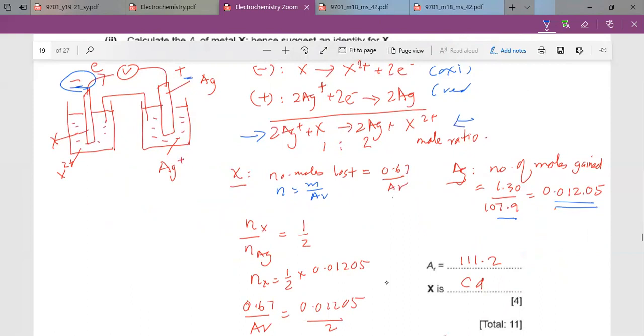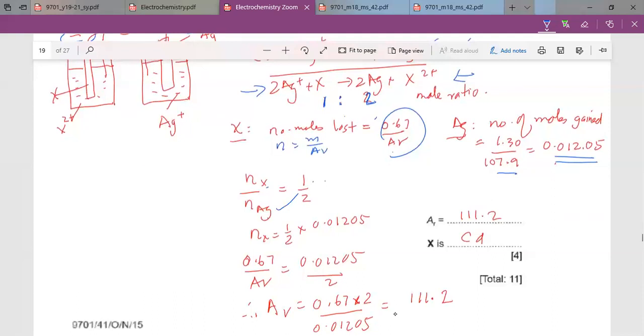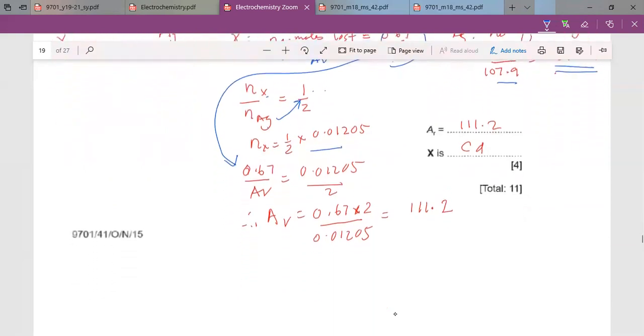Okay, so remember now the ratio is 1 mole to 2 moles. That's all. So the number of moles of X over the number of moles of silver is 1 to 2. So I just substitute this one inside here. I bring this up here, and I put this down here. Right, so I can just cross multiply. And I found that my Ar is 112.2, which when checked from the data booklet is cadmium. Okay, so this is how it comes out in exams.